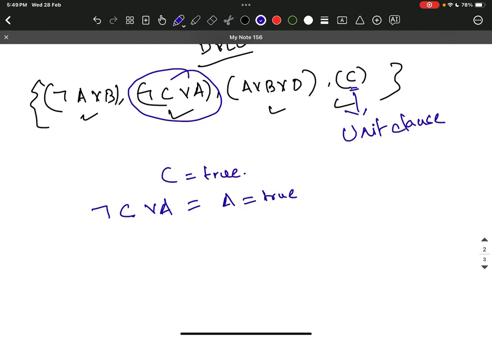So what do these clauses mean? First of all, let me tell you. These are all considered true. This is also true. This is also true. This is also true. And this one is also true. These clauses are considered true.